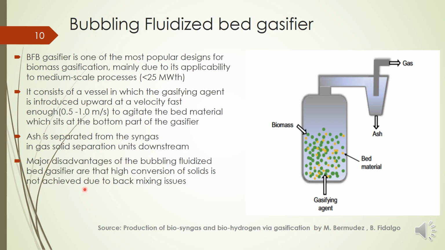The advantage of this BFB is that it has a high carbon conversion efficiency. And the major disadvantage is that these gasifiers have less carbon conversion efficiency due to mixing issues. So that is the problem with this type of gasifier, they have less carbon conversion efficiency.